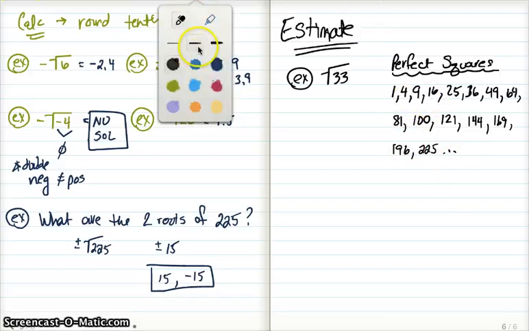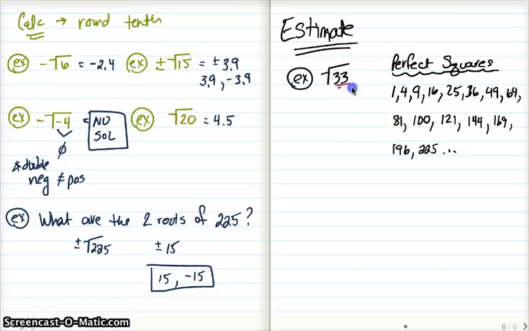And why does this help me? Well, when I'm estimating, I want to figure out what 33 happens to be between. What number is it closest to? Well, I can see here 33 is in between 25 and 36. It's closer to 36. So I'm going to say that this is pretty close to the square root of 36, and I know that the square root of 36 is 6, and that's my estimated answer.